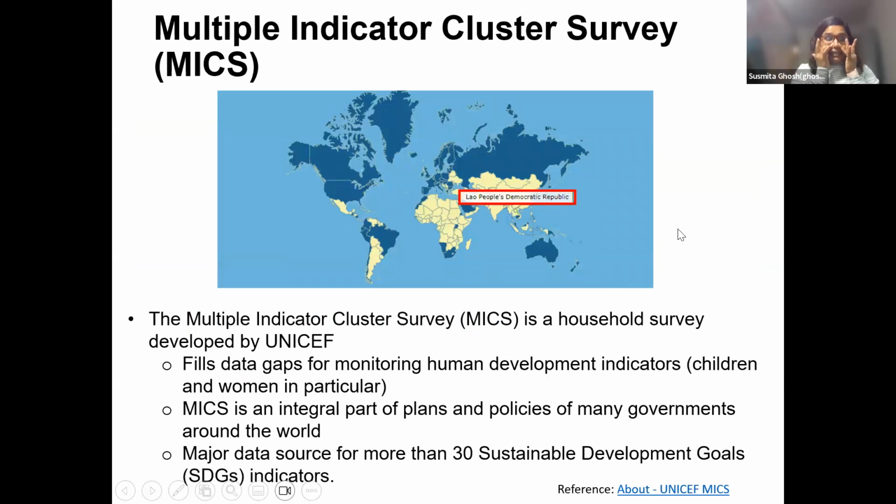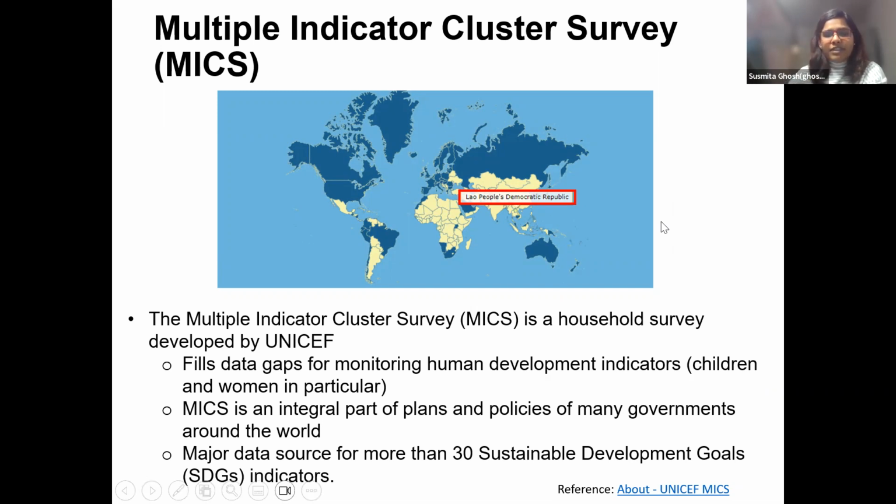So this is the last part of my presentation, and in this part I am going to discuss the multiple indicator cluster survey, and using the data from this survey, I'll show some preliminary outcomes on early childhood development in Lao PDR.